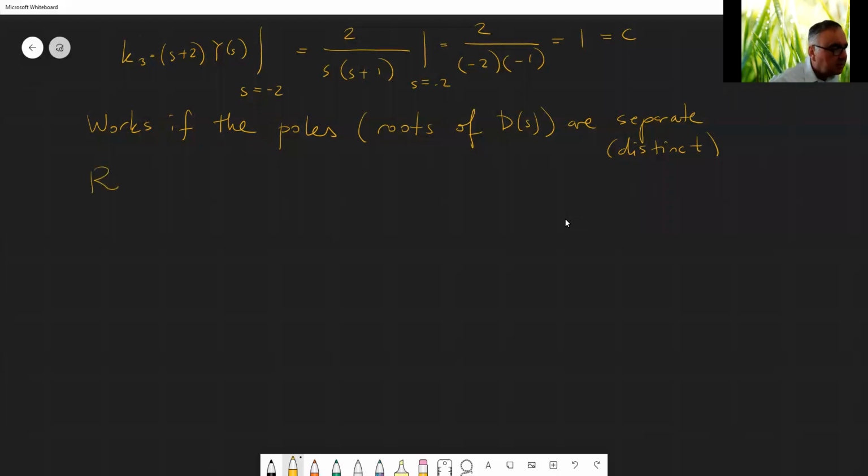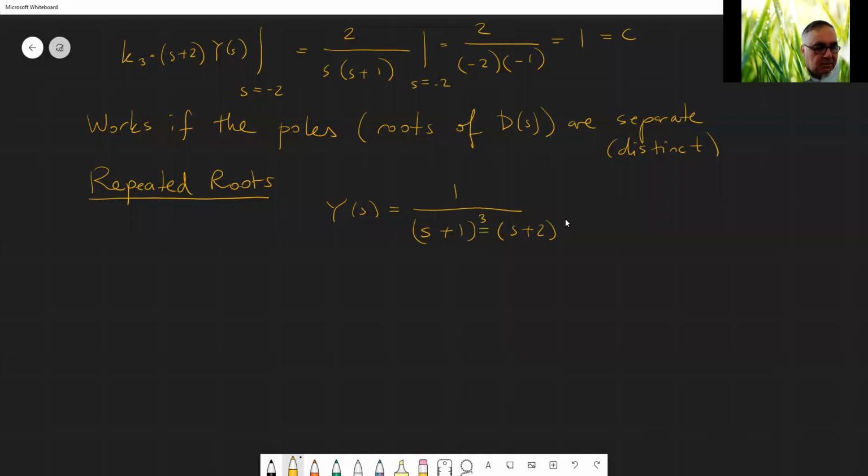One case is the repeated root case. You might have roots that are repeated. For example, you might have Y(s) equals 1 over (s plus 1) cubed times (s plus 2) or something. Here you have this thing repeated. The root, for example p equals minus 1, is repeated 3 times here. In this case, the procedure we talked about doesn't really work very well. Okay, in this case, what do we do?